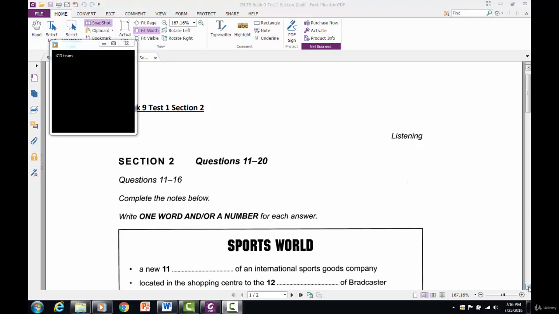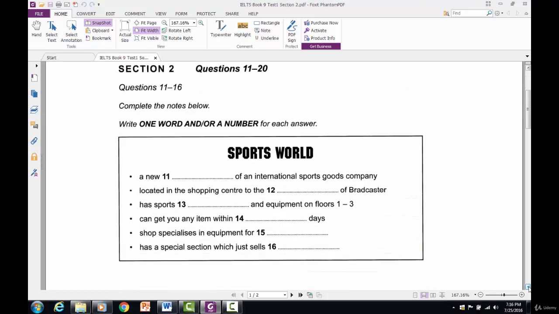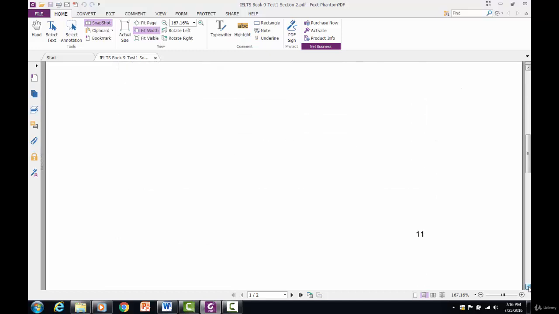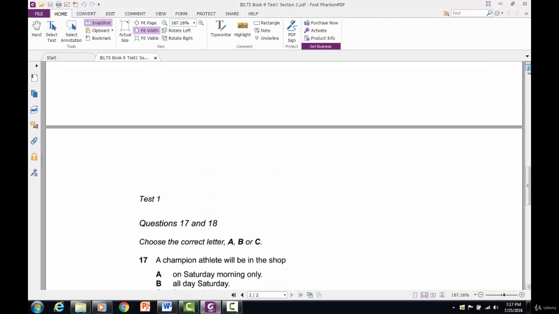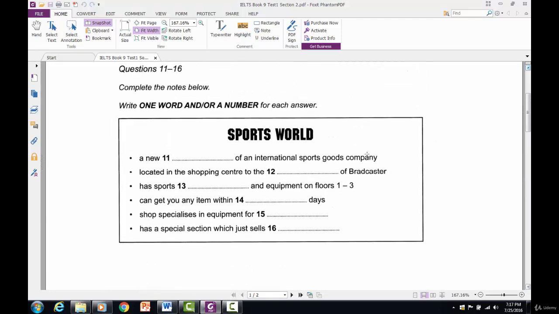They're going to break it up. They're going to first say you have some time to look at questions. Probably going to say you have time to look at questions 11 through 16 first, and then afterwards you have time to look at questions 17 through 20. All right? So in the first part of Section 2, we have just our normal fill-the-blank question.